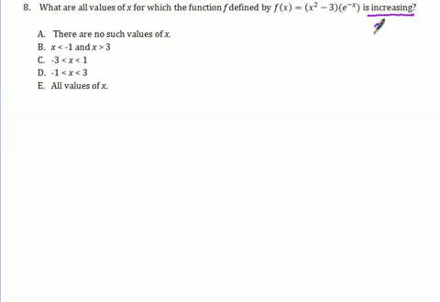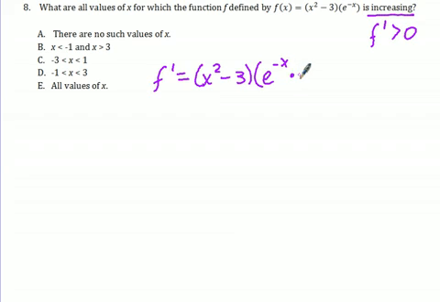Increasing, so I'm looking for f increasing. Well, again, it's a flashcard. F prime greater than 0. That tells me I need to find the first derivative. Product rule, we've got two things being multiplied here. F times g prime. Derivative of e to the negative x is e to the negative x times the derivative of negative x, which would be negative 1. That's a chain rule. Plus g times f prime, which is just 2x.